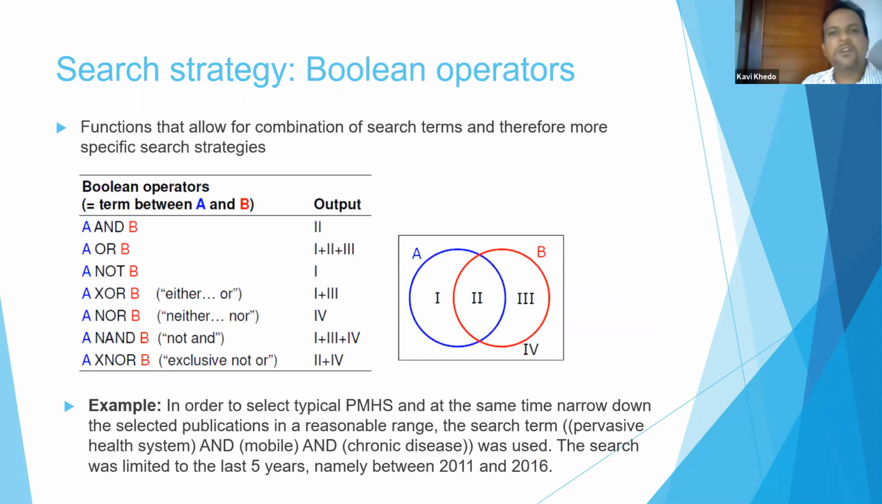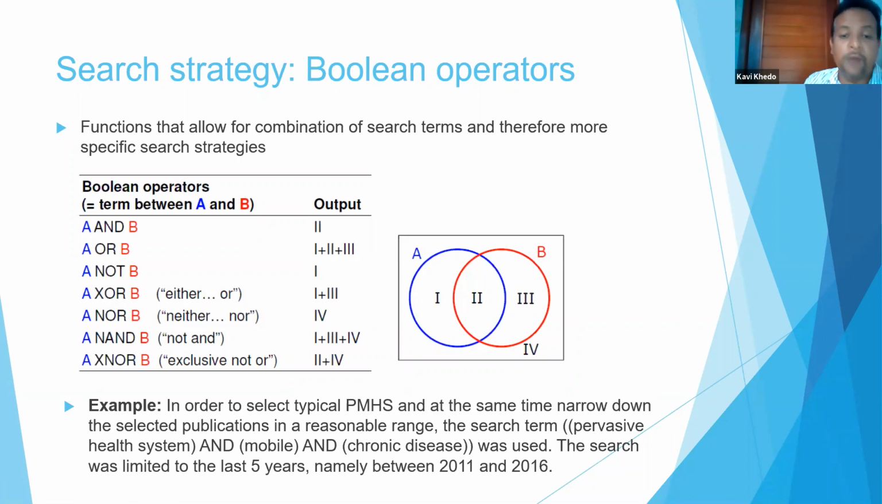Okay, so one of the search strategies is we use Boolean operators. That is, we say this term and the other term, both are taken. I'm giving you an example here that I've used in one of my papers in order to select typical PMHS, the paper that I mentioned earlier, and at the same time narrow down the selected publications to a reasonable range. The search term "pervasive healthcare system and mobile and chronic disease" was used. This reduced my number of publications by a lot.